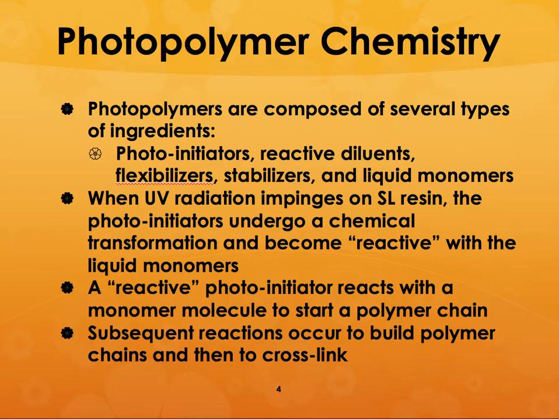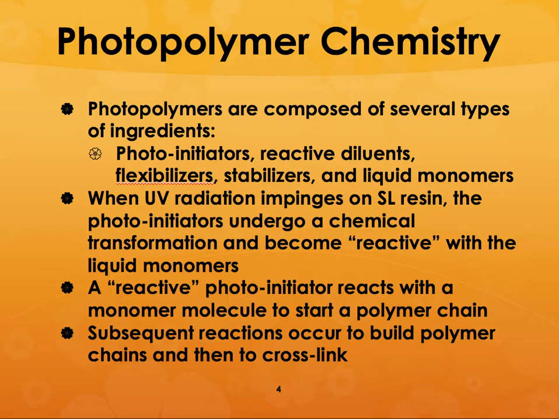So what happens to this resin system when it is exposed to UV radiation? When it hits the resin system, the photoinitiators in the resin system undergo a chemical transformation and become reactive with the liquid monomers. Once it becomes reactive with the liquid monomer, it starts a reaction with the monomer molecule to start a polymer chain. And then it keeps linking up and becoming a large chain and stronger chain.